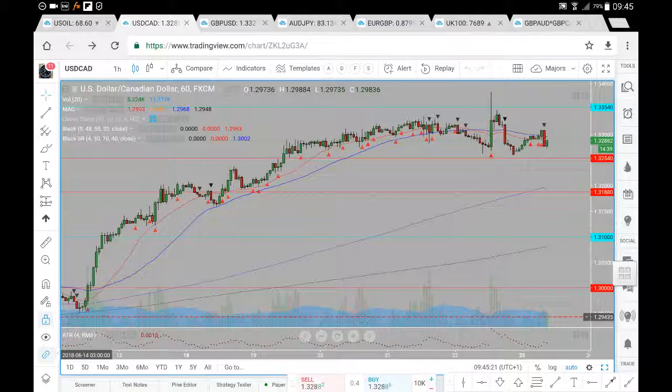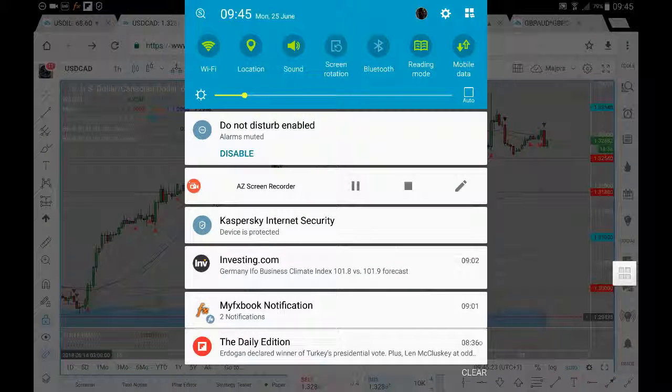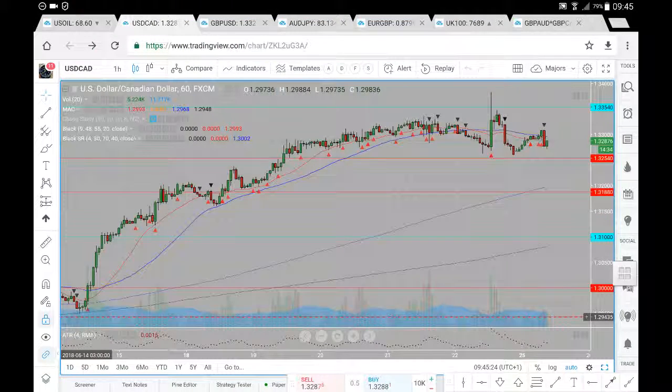So this is USDCAD analysis for Monday the 25th of June. Now let's just have a look at the prices and where prices may likely go.